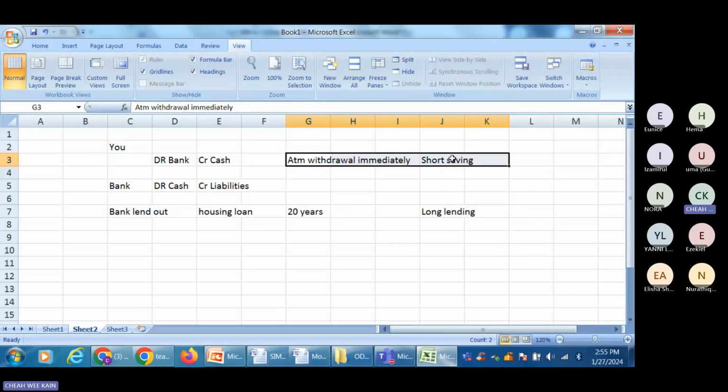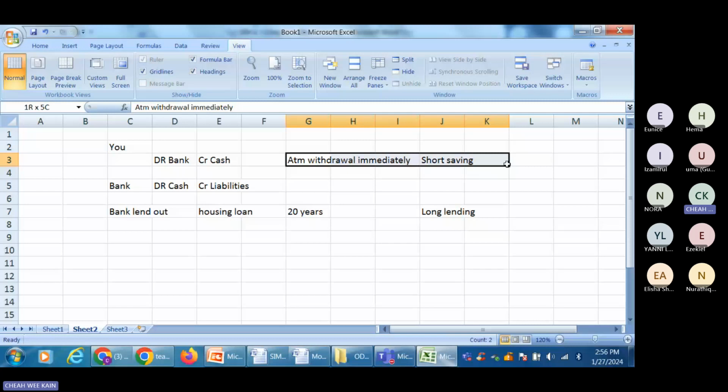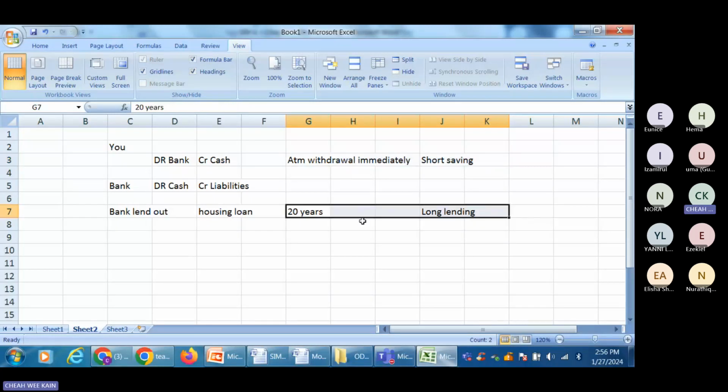Maybe up to 5K per day, okay? Or you can transfer your money, maybe 25K or 30K per day. But they're going to lend it out for 20 years, and these people will take their time to pay back. So these are not matching in terms of timing. If a lot of people go and borrow and draw money, the bank cannot pay you because they're lending out for 20 years.